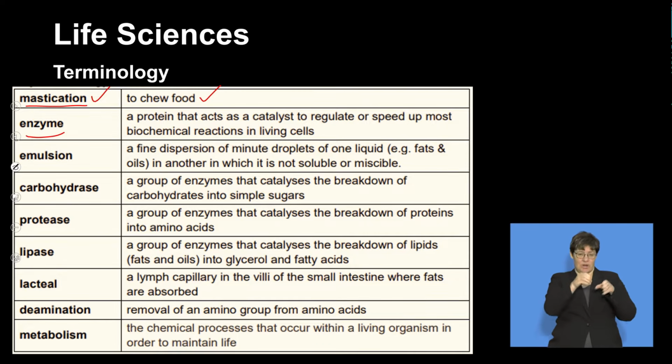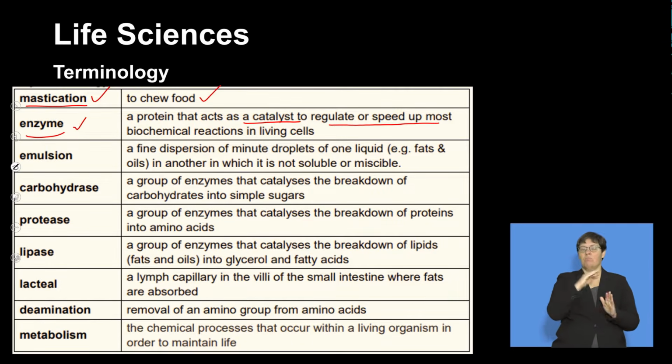We're going to mention the term enzyme, and if you recollect, enzymes have specific functions in the body. In this case, we're going to look at how enzymes speed up, or catalyze, certain reactions, so that we can have the processes efficiently taking place. We're also going to talk about emulsion, which is basically a fine dispersion of tiny droplets. So we'll talk about what happens to fat droplets during the process of digestion.